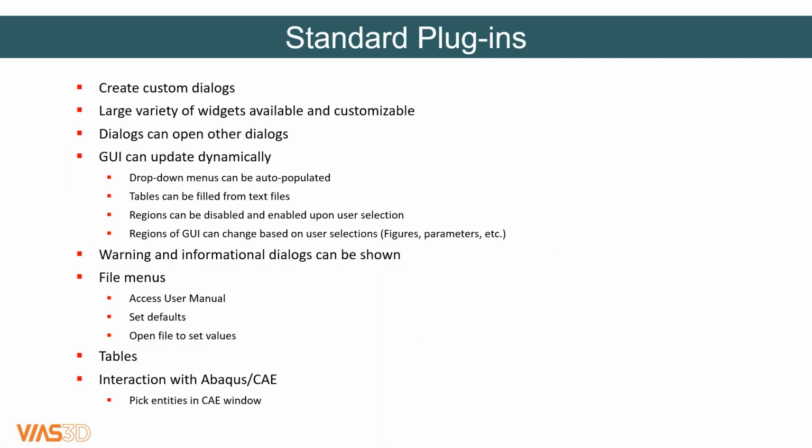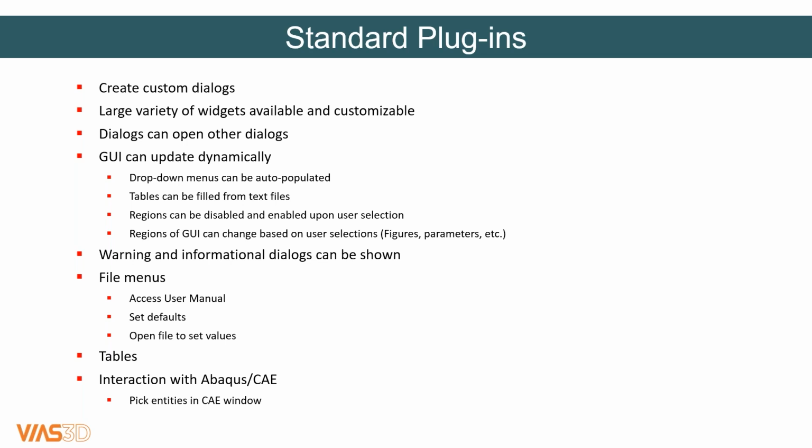So standard plugins. We can create custom dialogues similar to RSG, but definitely more elaborate in the sense that they can dynamically update. We can have dialogues call other dialogues. You might want to have a button on your dialogue. You click the button, another dialogue or window opens, you collect data, you apply that data or hit OK, it closes that off and it populates your first dialogue.